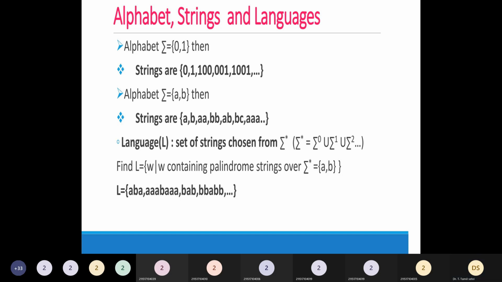These are the basic concepts. There are some basic terminologies in theory of computation. That is, first you should know about alphabet, string, and then the language.